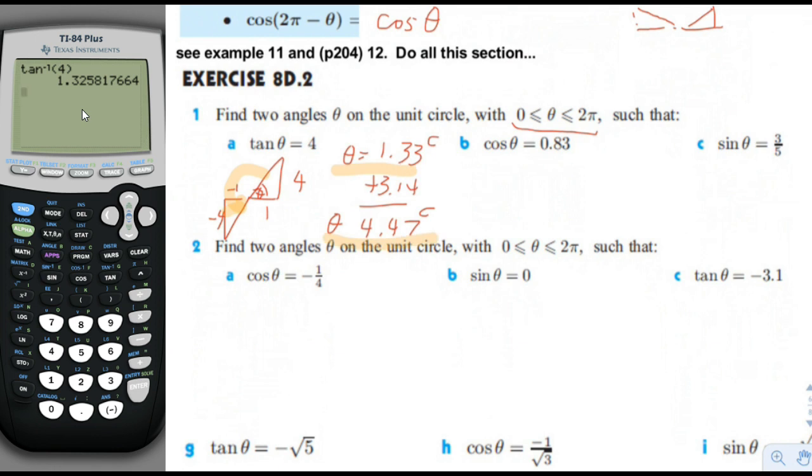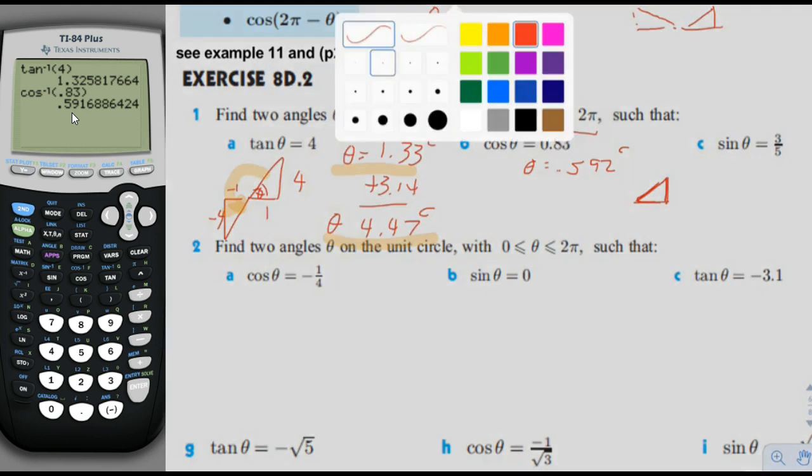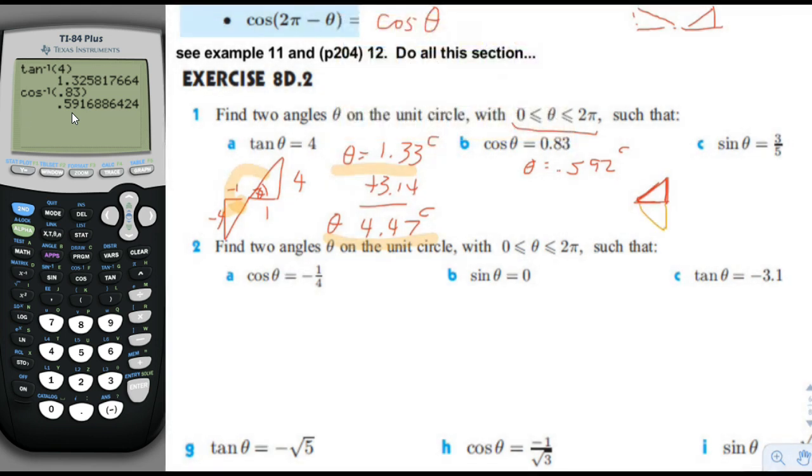Then I go to the next one. Cosine of theta equals 0.83. So let's see, what angle has cosine of theta 0.83? So I would say inverse cosine 0.83. And the angle is going to be 0.592. And if I know that the cosine is 0.83, that means it's an angle in this first quadrant, right? And so where's another triangle that has the same cosine? It would be reflected like that.